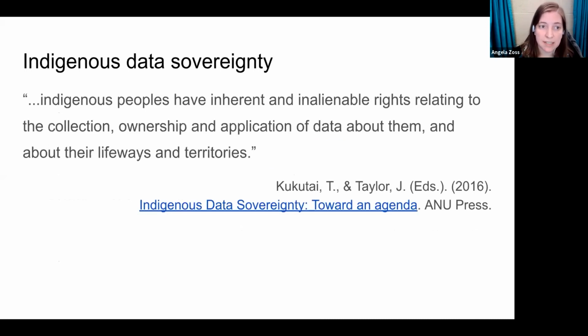So Indigenous data sovereignty means that Indigenous peoples have inherent and inalienable rights relating to the collection, ownership, and application of data about them and about their lifeways and territories. A similar notion is often summarized by the phrase, "nothing about us without us." The people represented within data sets should be included in every step of the data process and must retain ownership over their data in perpetuity. The data community must work harder to see the people behind the data and divest itself from practices that strip people of ownership over their own data.